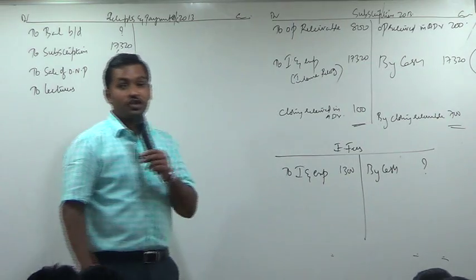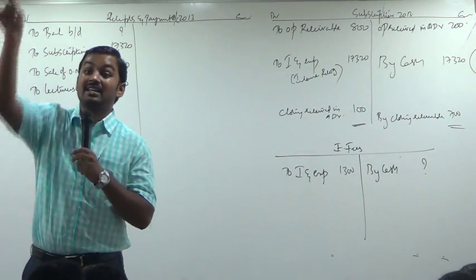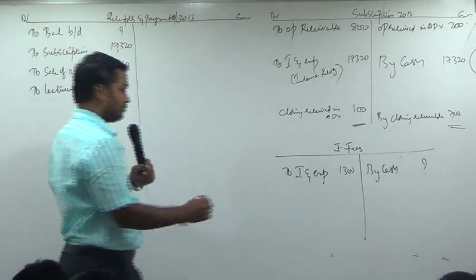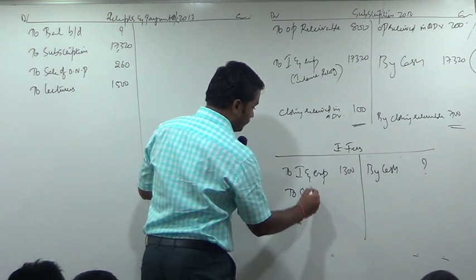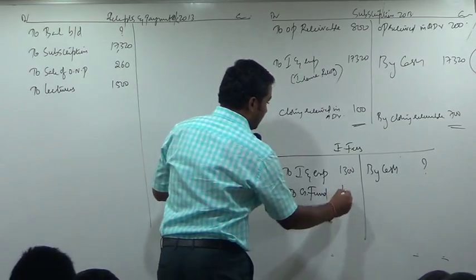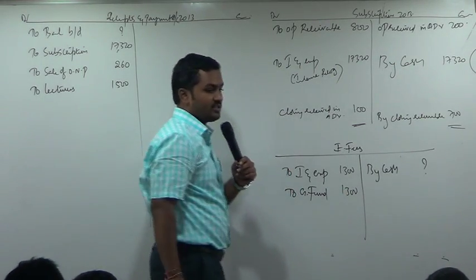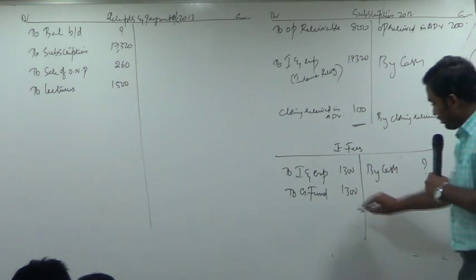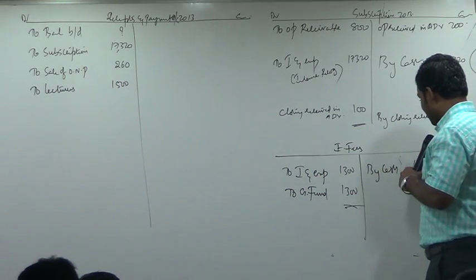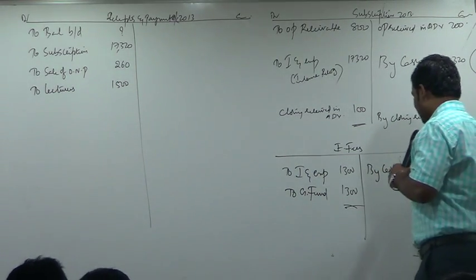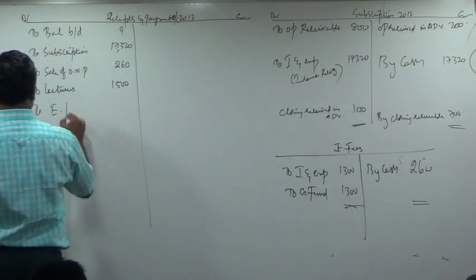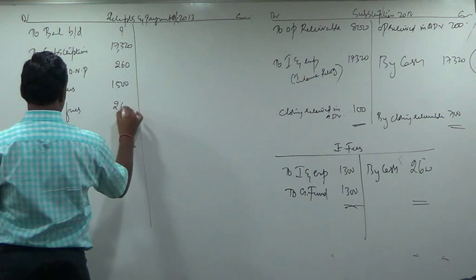1300. General fund added means credited to general fund. Credited to general fund, debited to entrance fees. So how much is collected? 2,600. Very good. Finally you have woken up. To entrance fees 2,600.